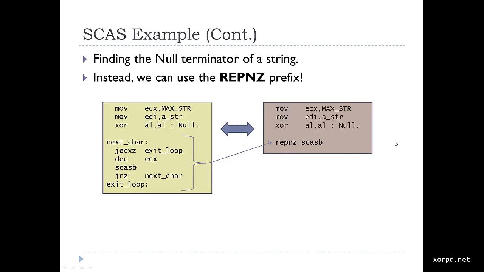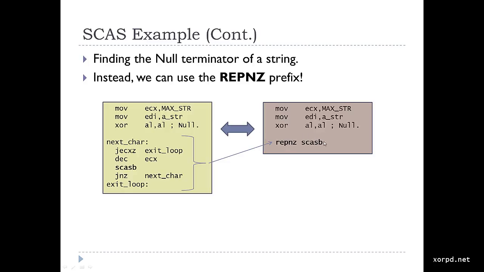I don't want you to be bothered with all the small details and the subtleties. I want you to understand this intuitively. We just want to find a null terminator inside a string. So first, we set this number max_star and we move it into ECX. Then we load A_star into EDI, and finally we pick a value that we want to find, which is in this case 0, with xor AL, AL.